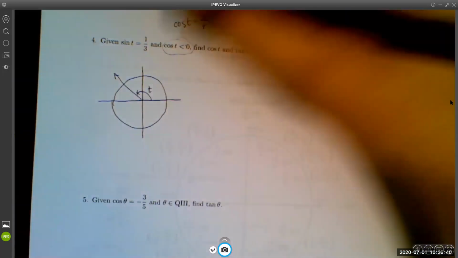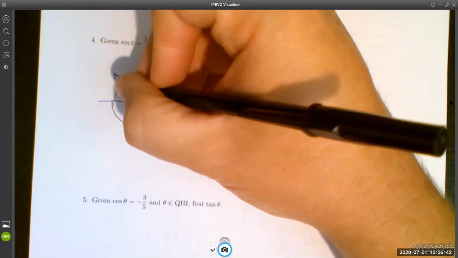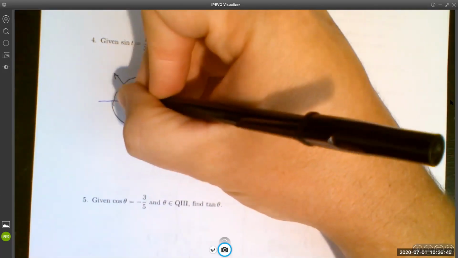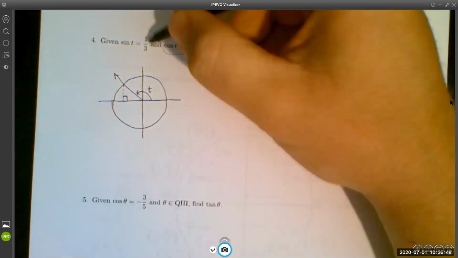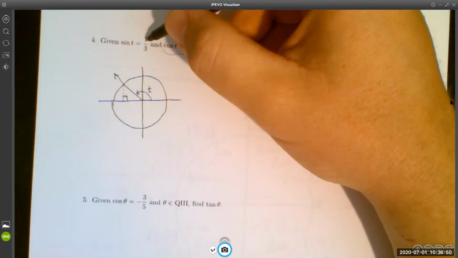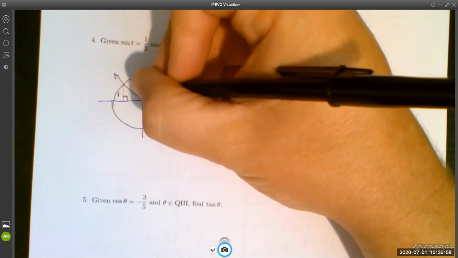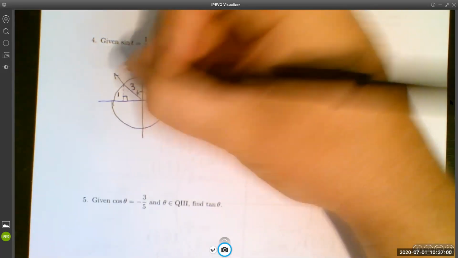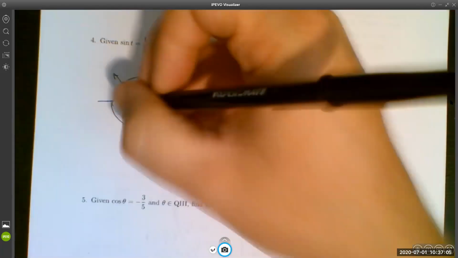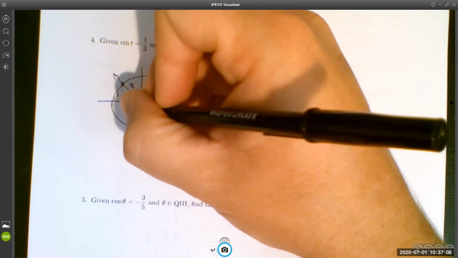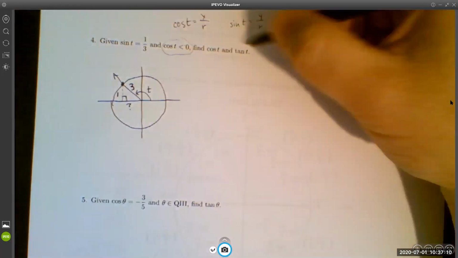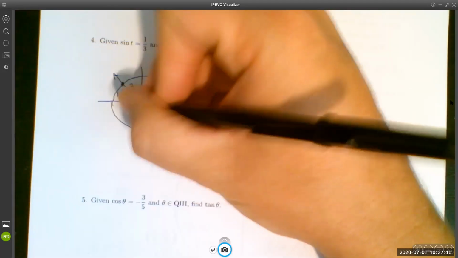We know that sine t is 1/3. So what I'm going to do is draw a little right triangle here, and I'm going to label this as sine t is y over r. So I know that this y coordinate is 1, and that r is 3. Okay, so this is what's going on. I need to figure out what this x coordinate is, right, in order to figure out what cosine t and what tangent t are. And maybe I should just label it with an x, right? So we can use the Pythagorean Theorem for that.